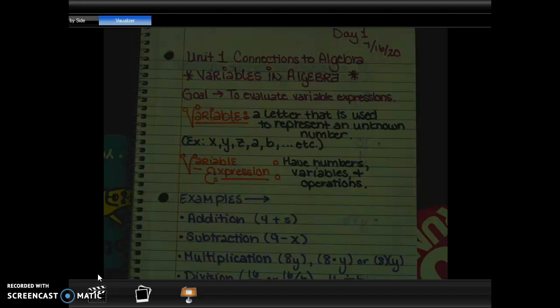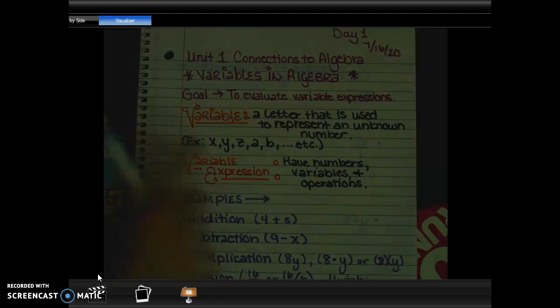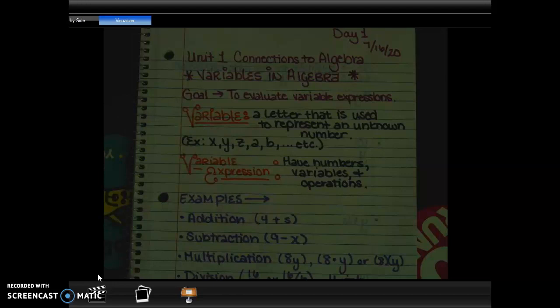So our goal today is to be able to evaluate variable expressions. So what is a variable? A variable is a letter that represents an unknown number or a set of numbers. Majority of the time you're going to see X, Y, or Z. But A, B, any of them can be used, really. Any of them from the alphabet.